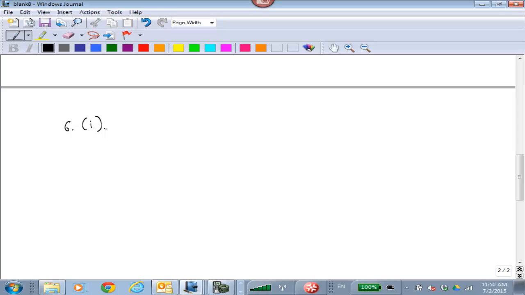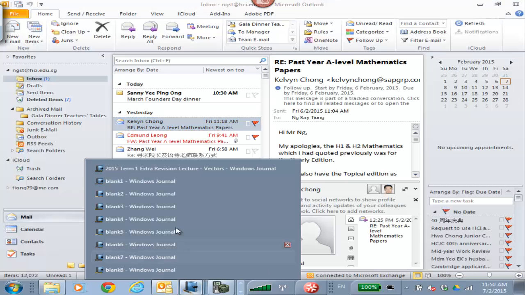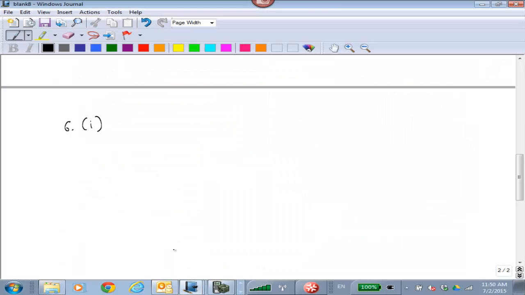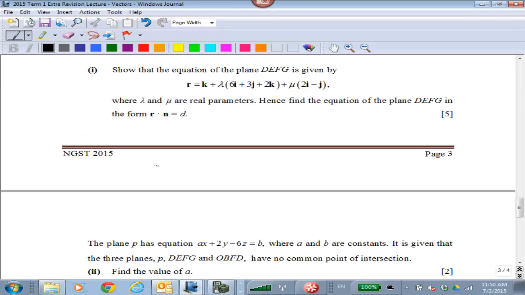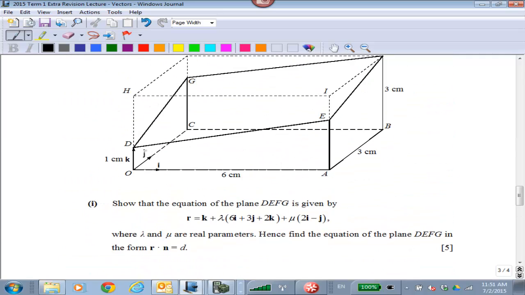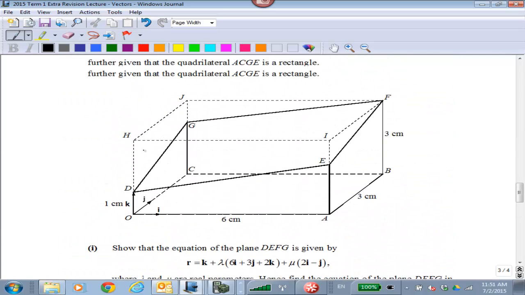Okay, ACGE is a rectangle. Show that the equation of the plane DEFG is given by this. Okay, class, how do I actually get this answer? Wait, let me go to the question. You cannot see a picture there. You cannot see the ACG. Oh, sorry, DEFG.